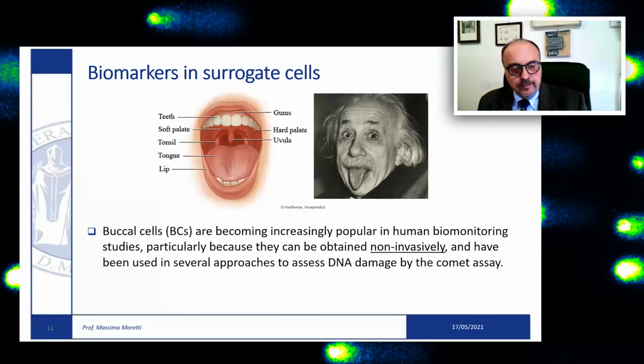So we have to move toward different surrogate cells, and buccal cells are becoming increasingly popular in human biomonitoring studies because they can be obtained really non-invasively and can be used in several approaches to assess DNA damage. For instance, buccal cells are probably now the most used cells in the cytome micronucleus assay.